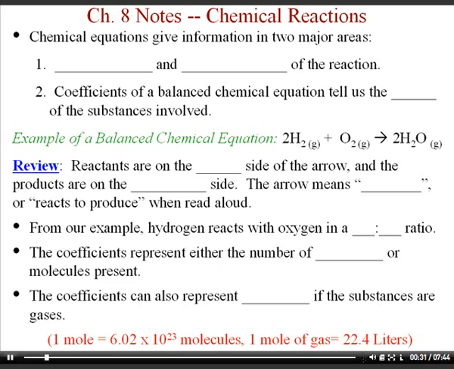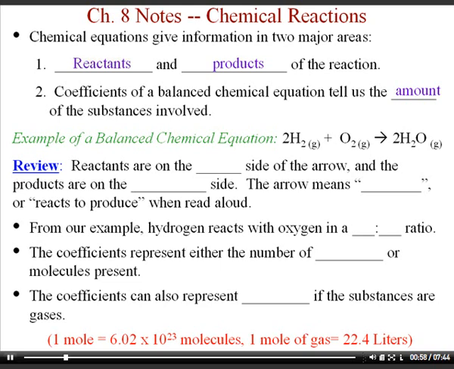So the first thing we discuss in class is what information is given for a chemical equation, and the 2 major areas that are given are the reactants and products of the reaction and also the coefficients of the balanced chemical equation, which tells us the amount of substances that are involved. So if you look at the example shown on the slide, we have 2 hydrogen molecules and 1 oxygen molecule, and it yields 2 water molecules.